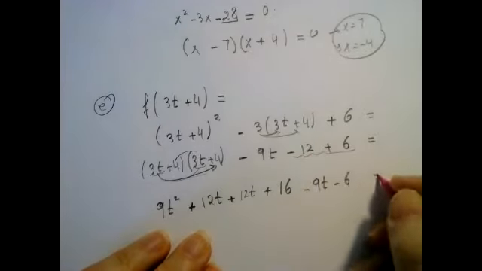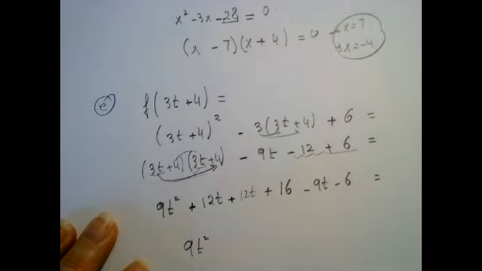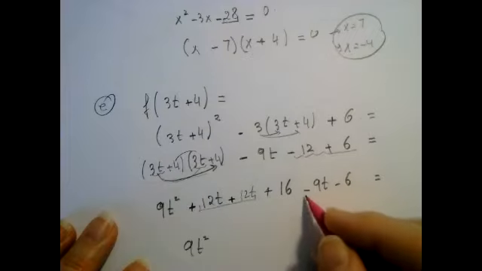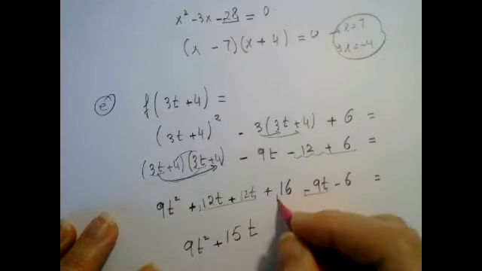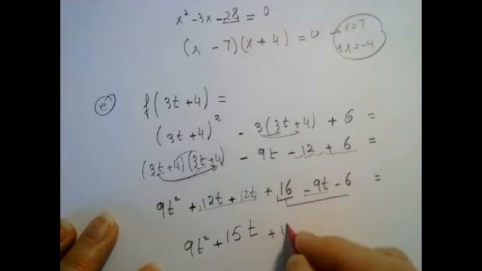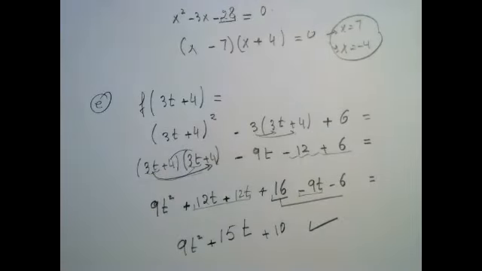If I combine them, you get minus 6. So finally, I will get 9t squared. I combine the like terms: 12 plus 12 will give me 24, and if I take 9 away from it, it's going to give me 15t. Plus, 16 minus 6 gives you 10. Okay, so just do it very slowly and you will be all right.